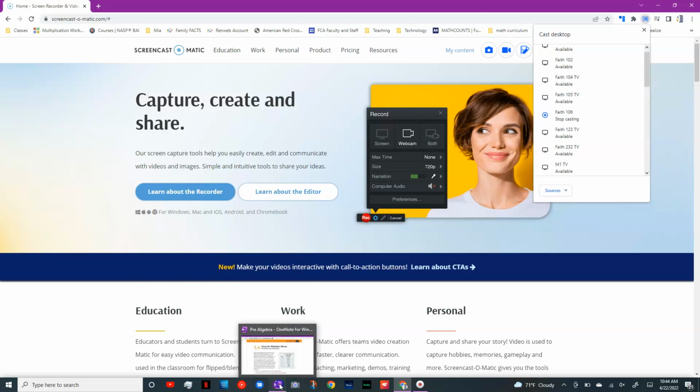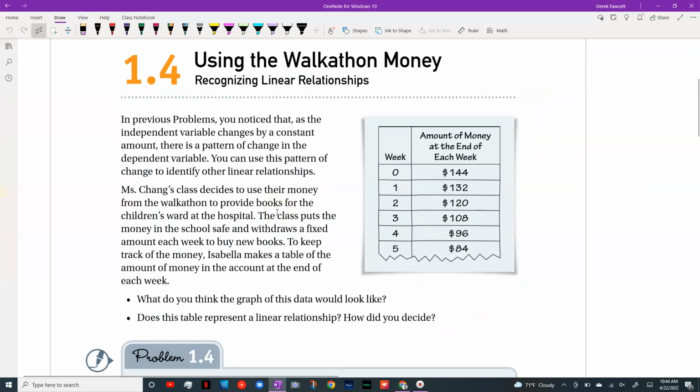Now is it showing up there? Okay. So here it says, Mrs. Chang's class decides to use their money from the walkathon to provide books for the children's ward. This is important. The class puts the money in the school safe, and withdraws a fixed amount each week. Look at that chart at the right. You can figure out exactly how much they're taking out each week. Everybody look at that and determine how much they're taking out each week.